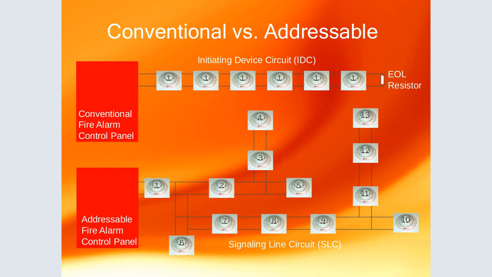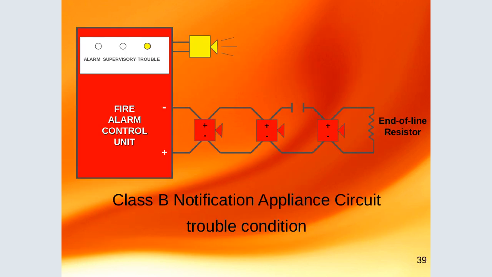The conventional versus addressable. Now, initiating device circuit, that is the IDC, and the signaling line circuit, that is this. So you can see how the conventional fire alarm is done. For conventional, all of them are done in series, meaning one after the other, one after the other. But for the addressable panel, they can be tapped from each other.